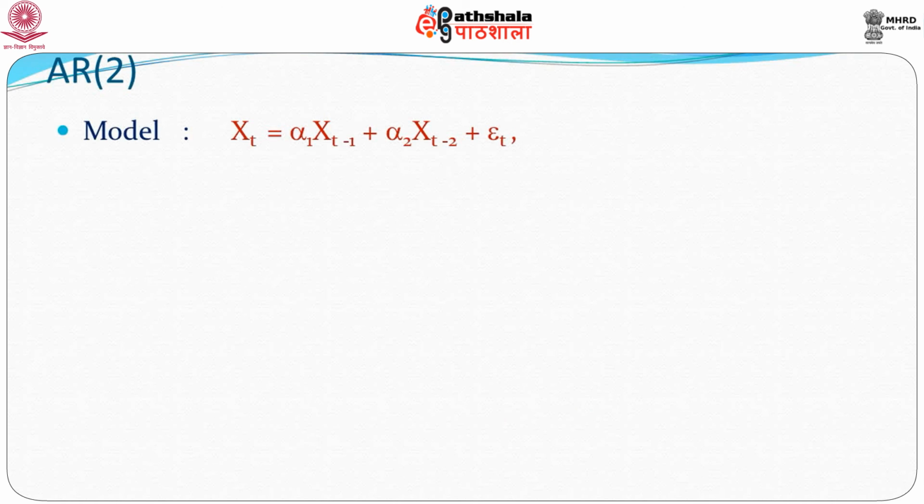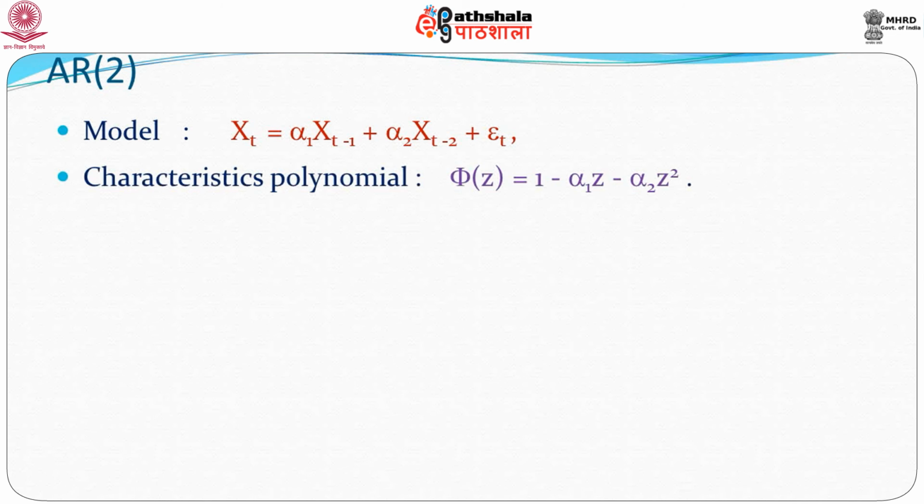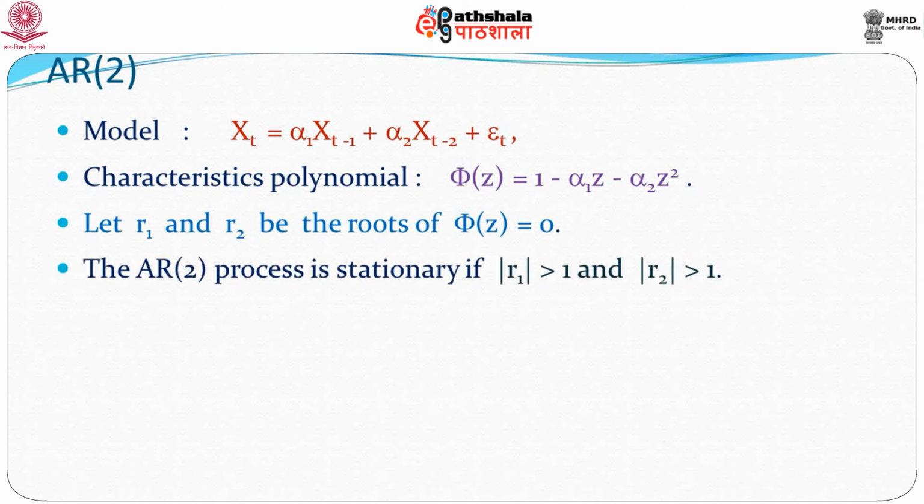Very quickly, a very special case, p equal to 2. We have an AR(2), and we have x t is equal to alpha 1 x t minus 1 plus alpha 2 x t minus 2 plus epsilon t, where epsilon t's are white noise. The characteristic polynomial is phi z, which is 1 minus alpha 1 z minus alpha 2 z square. Now, let r 1 and r 2 be the roots of phi z equal to 0. That is, the roots of the characteristic polynomial, and we know that for stationarity r 1 and r 2 must be greater than 1 in absolute value. That is fine, but what about stationarity in terms of alpha 1 and alpha 2?